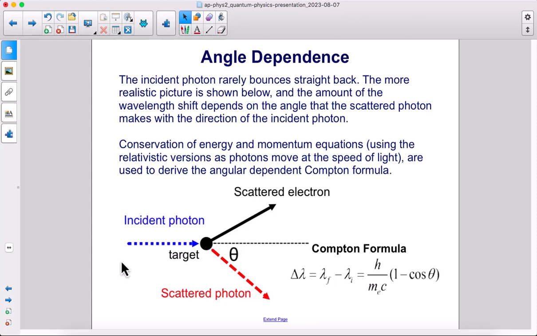Conservation of energy and momentum equations, using the relativistic versions as photons move at the speed of light, are used to derive the angular dependent Compton formula. You will not need to know this for the AP2 test. They could potentially give you this equation and ask you to use it, but it's not on the equation sheet.